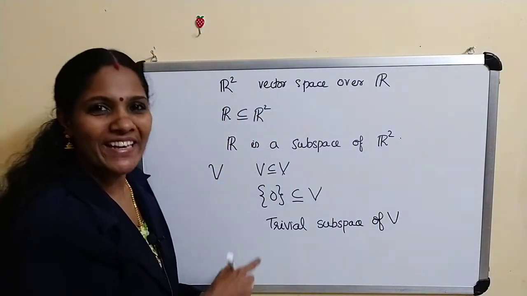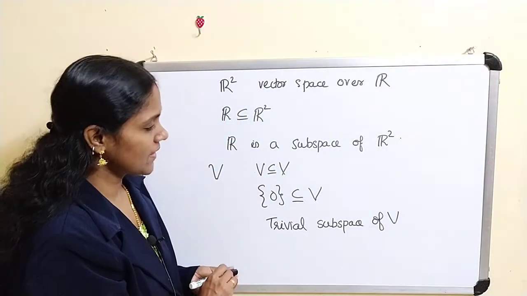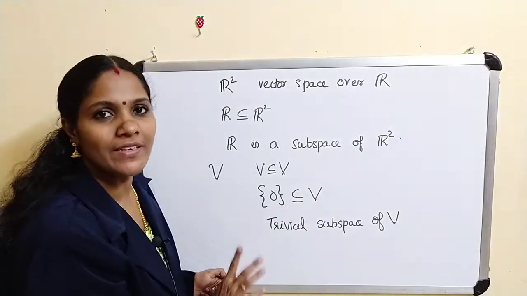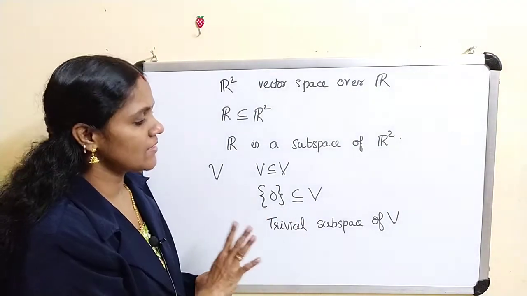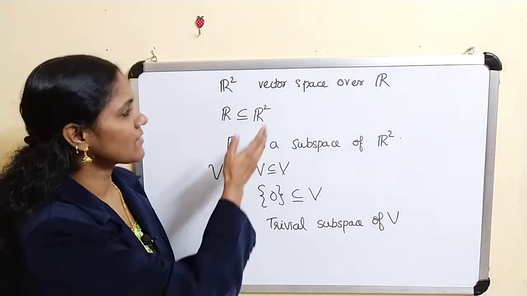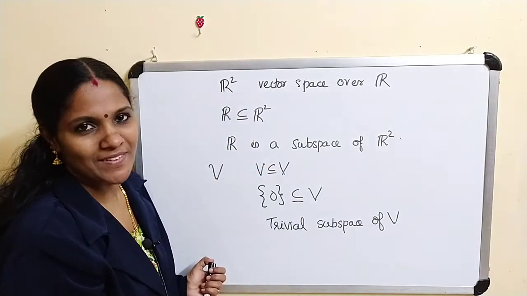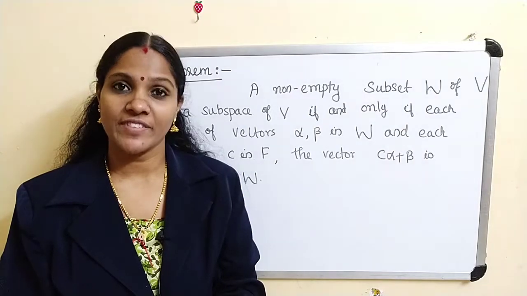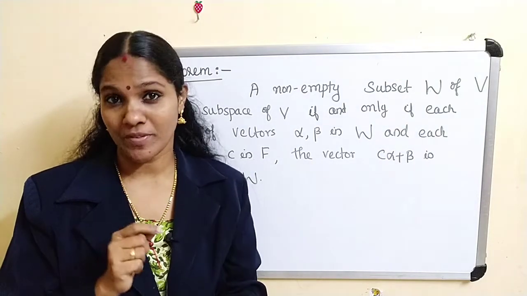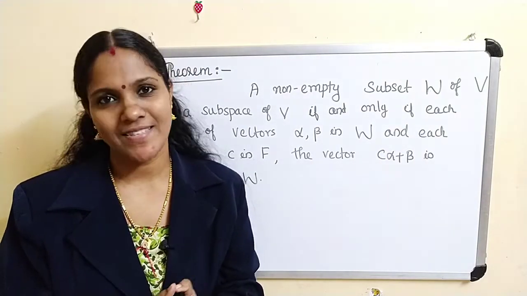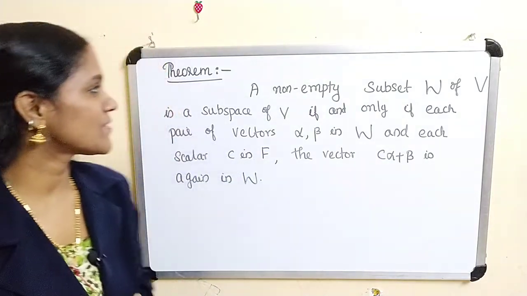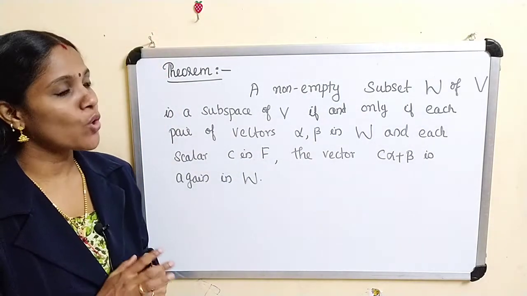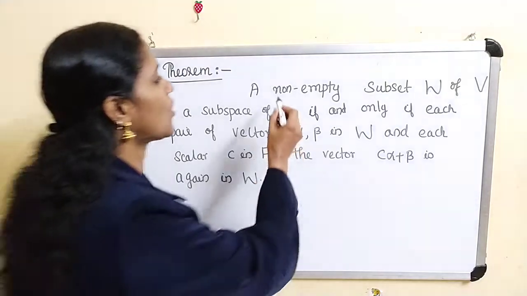Okay, therefore for any vector space V, clearly the set {0} and V itself are subspaces of V. All other subspaces are proper subspaces. Now we are going to discuss a necessary and sufficient condition for a subset W of V to be a subspace. The statement of the theorem is: a non-empty subset, underline this, non-empty.